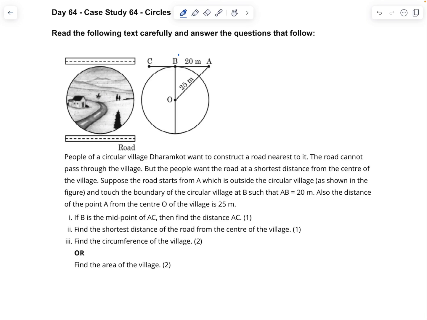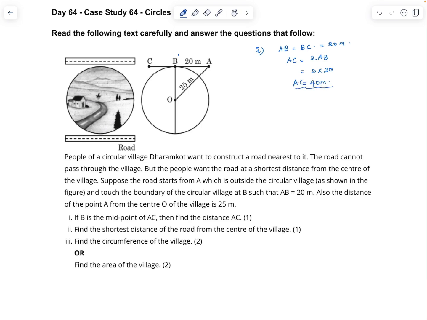Question 1. If B is the midpoint of AC, then find the distance AC. Since B is the midpoint of AC, AB is equal to BC. That is, BC is also 20 meter. Or you can tell that AC is twice AB. That is twice 20, which is 40 meters. So AC is 40 meters.